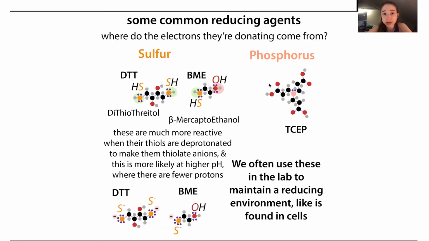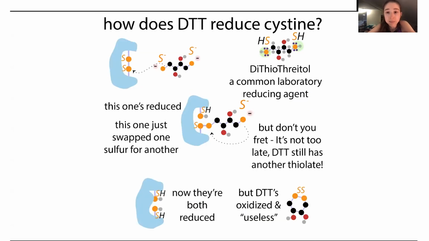In the lab, we typically use things like DTT or beta-mercaptoethanol or TCEP. And basically how a reducing agent usually works, so this is the example of DTT, is that you have a thiolate on the reducing agent. It can attack the disulfide bridge. You're going to get a mixed disulfide intermediate where you have the reducing agent kind of stuck on one of them. So one of them will get reduced. This one's just swapped for another.